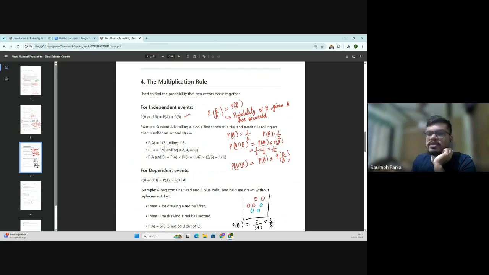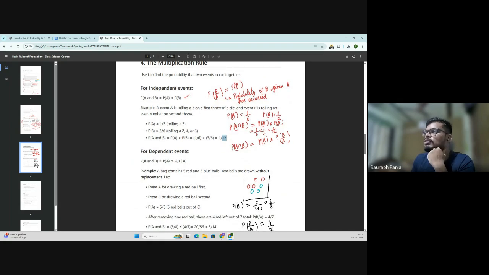Now, if you want to check the probability of both events happening, rolling a 3 is 1 by 6, and rolling an even number is 3 by 6. To calculate the probability of both events happening, which is A cross B, it is 1 by 6 into 3 by 6, that is 1 by 12. It is a 3 happening and an even number happening. The total number of outcomes is 36, and that gives 1 by 12.